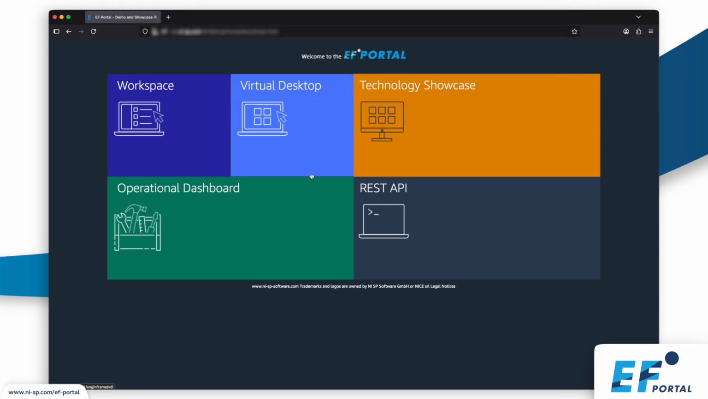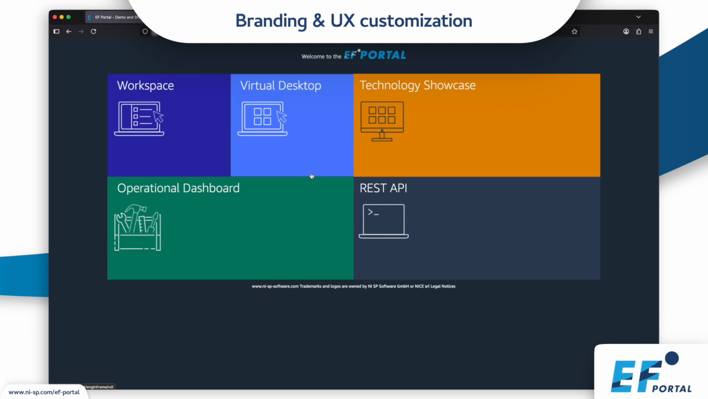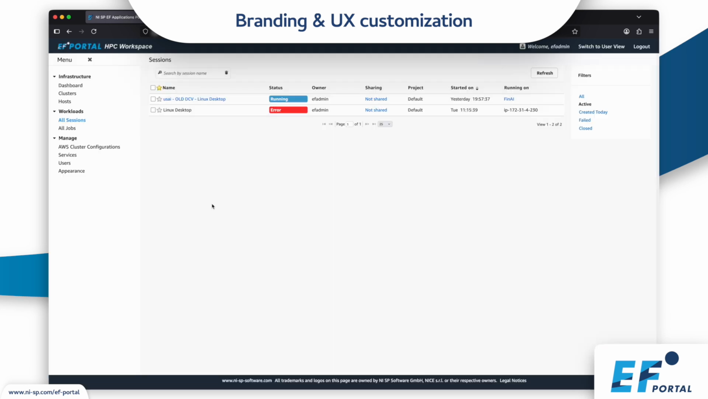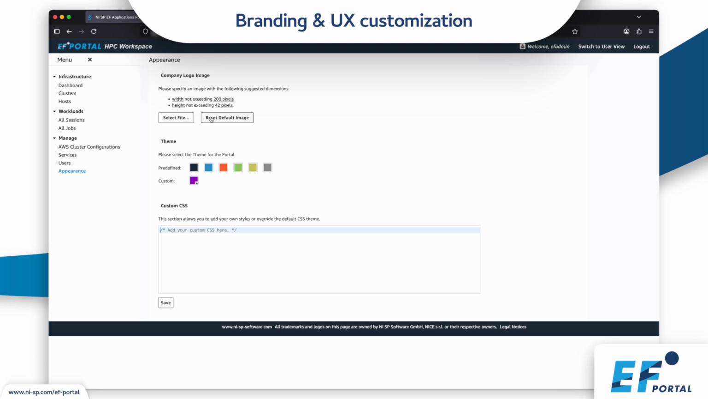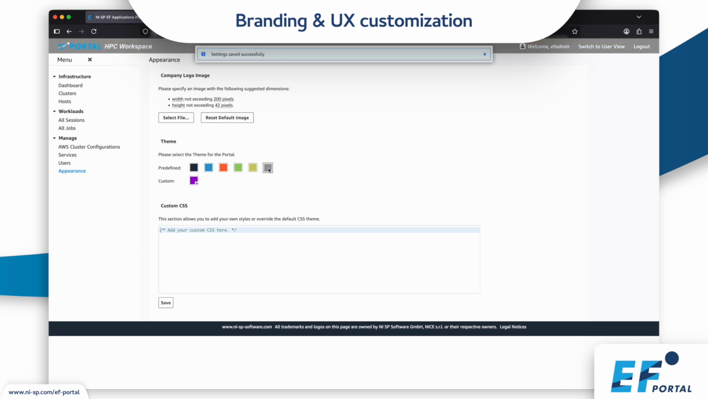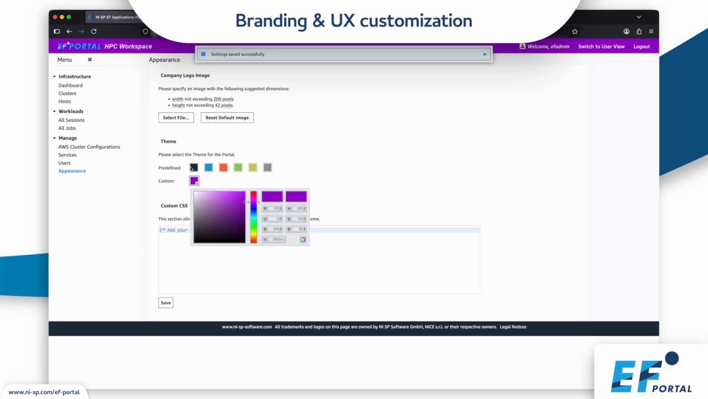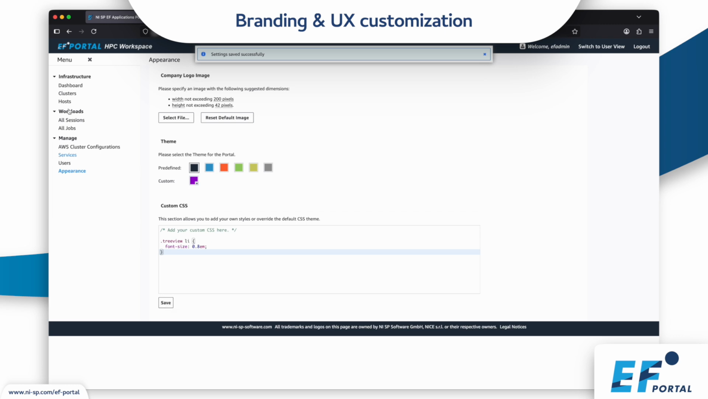At NISP, we believe that offering HPC professionals a portal environment that looks and feels truly customized to their identity is extremely important. Since version 2024.1, EF Portal now features a built-in CSS editor, accessible from the Appearance panel in the admin view. From there, administrators can add a custom logo, choose among several predefined color themes, and write their own changes in the CSS editor. No need to fiddle with hidden configuration files anymore.